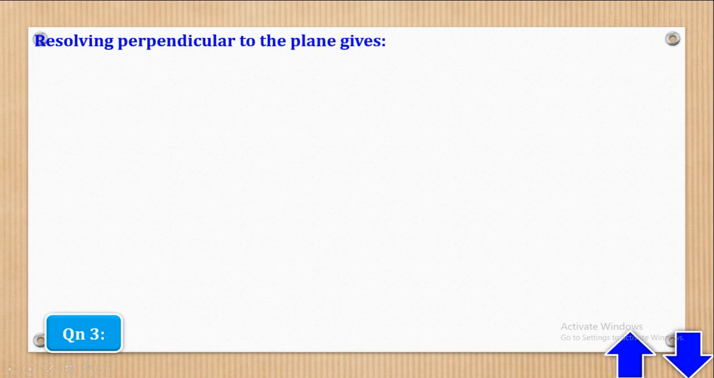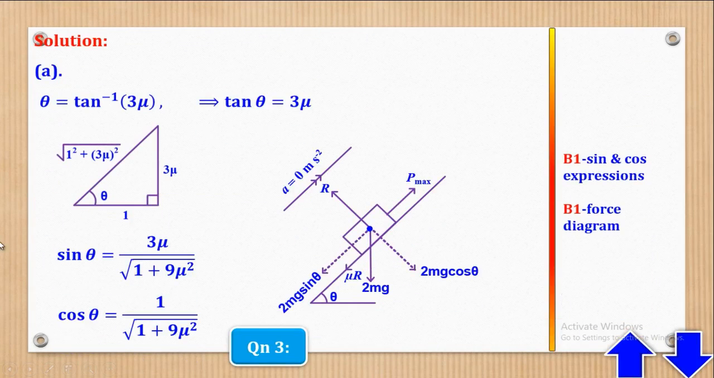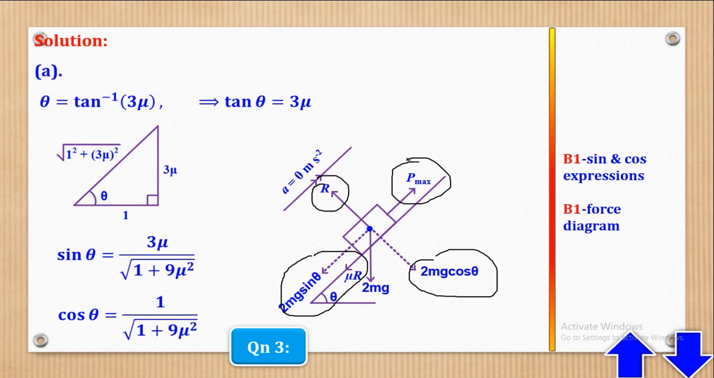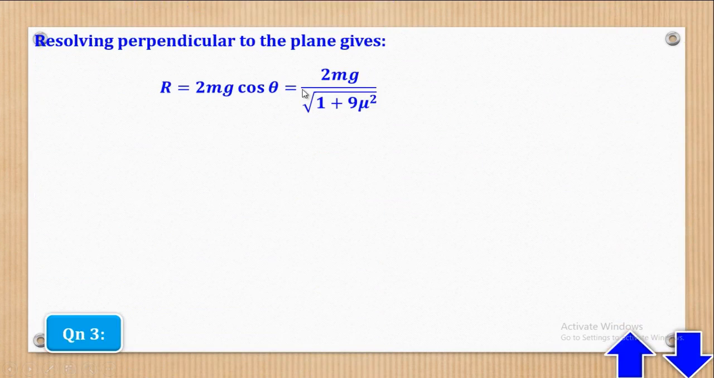So now resolving perpendicular to the plane, when we go back to this first diagram, resolving perpendicular to the plane will be R being equal to 2 mg cos theta, while parallel to the plane will be these two forces equal to P max. So you come and say that R is equal to 2 mg cos theta, but remember cos theta was 1 over square root of 1 plus 9 mu squared. So when I multiply 1 over square root of 1 plus 9 mu squared by 2 mg, I'll come up with 2 mg over square root of 1 plus 9 mu squared. What about parallel to the plane?